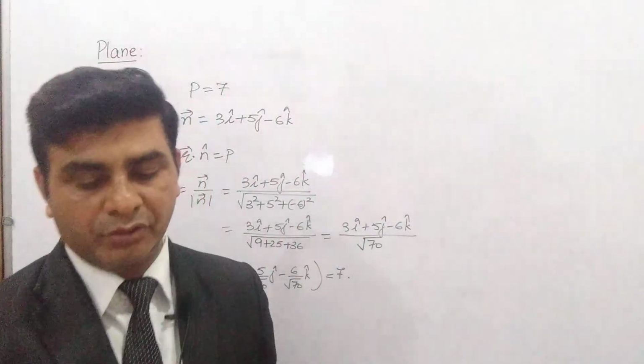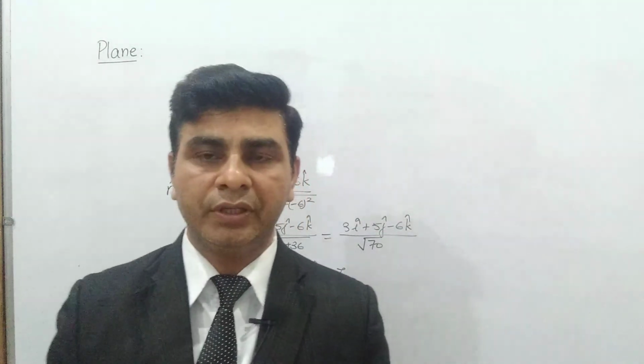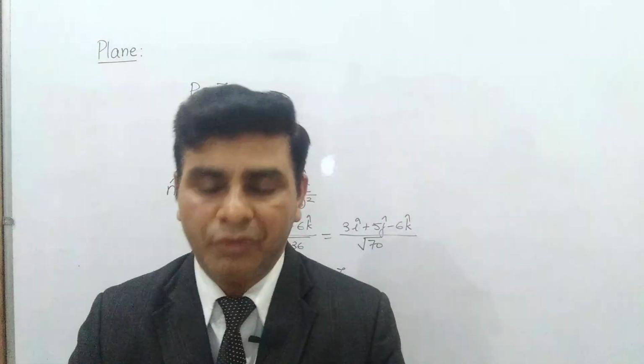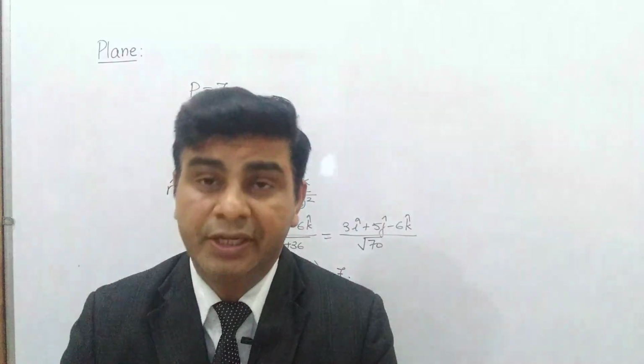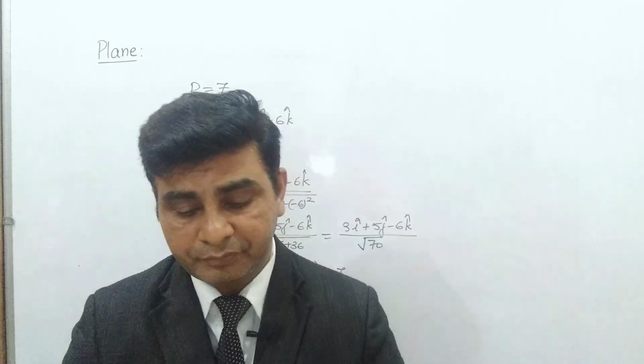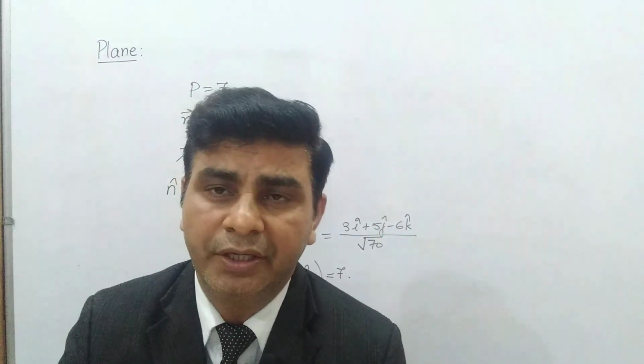So my dear students, this was the question number 2, and question number 3 is your homework, in which you need to just put down the value of r, which is given by xi cap plus yj cap plus zk cap, and you will find the equation of plane in Cartesian form.